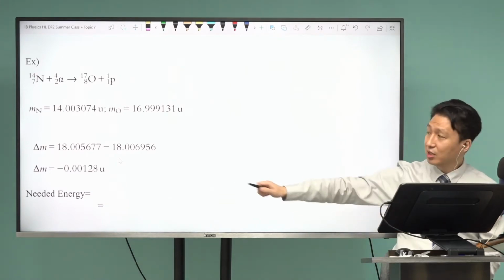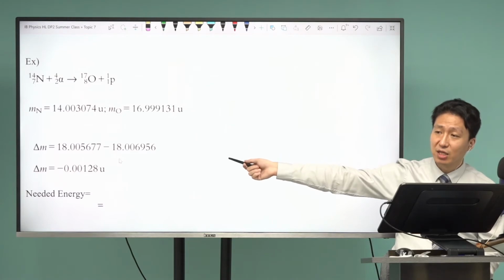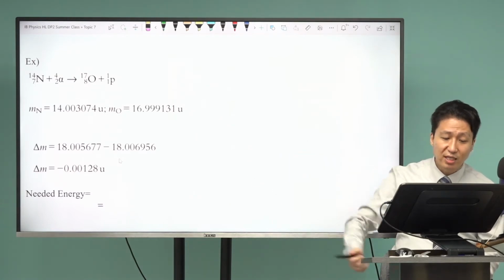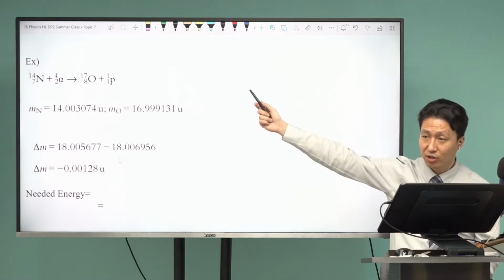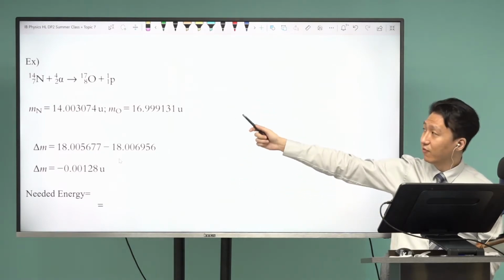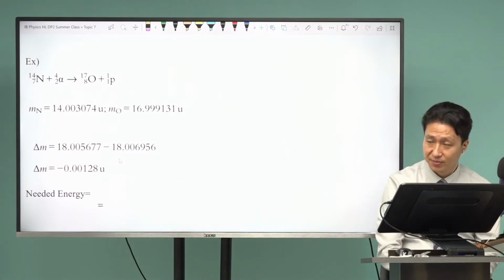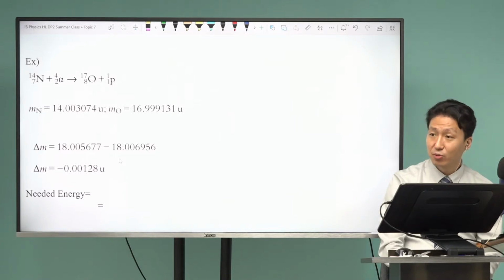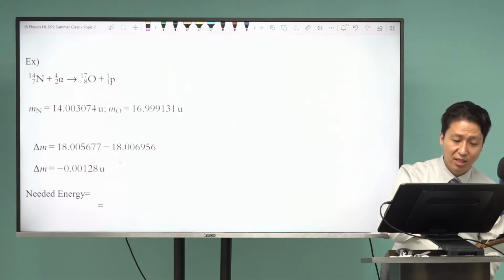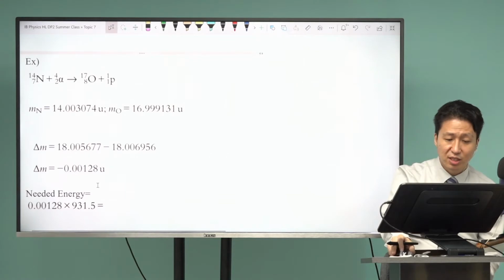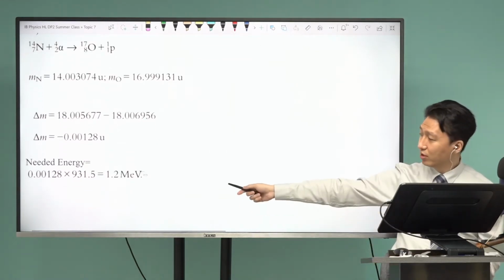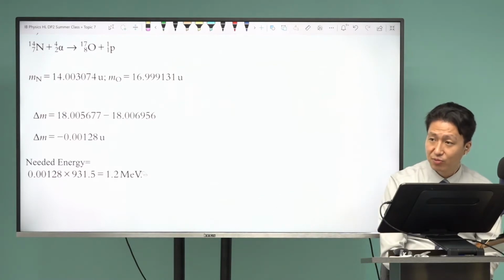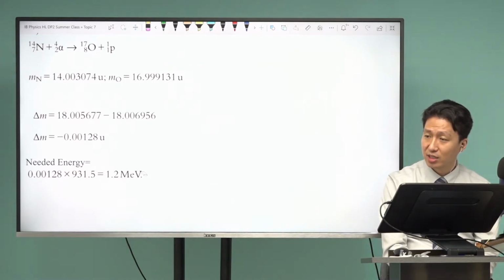And you have to think about this. The positive meant the released energy, right? So in this case, there's a negative energy, and this negative energy means that it needs energy for this to occur. And it will need it in the form of the kinetic energy of the alpha particle, right? So kinetic energy will be absorbed and used, and it will be this mass difference times 931.5. So you need 1.2 mega electron volts to make this reaction occur, right?